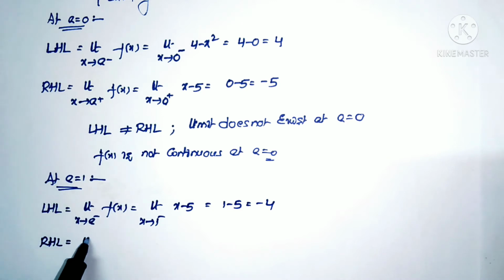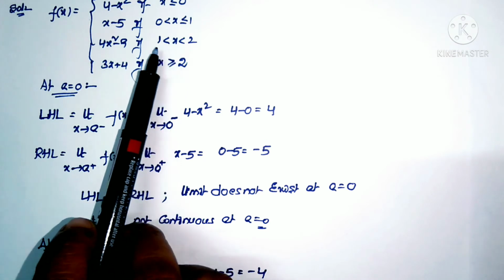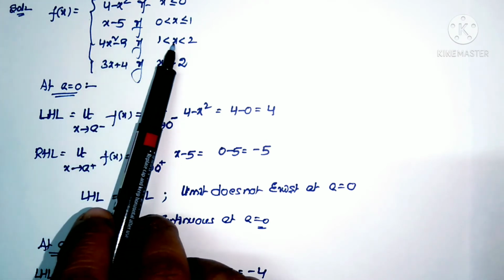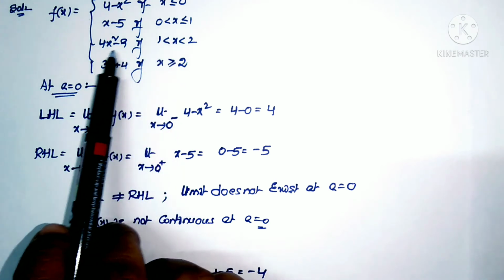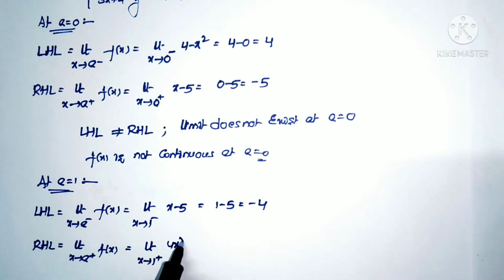So right hand limit is equal to limit x tends to a plus f of x. So this is equal to limit x tends to 1 plus, a is equal to 1 here. 1 plus means x greater than 1. So x greater than 1, what is the function? The function is equal to 4x square minus 9. Now substituting x equal to 1 here, 4 minus 9 is equal to minus 5.